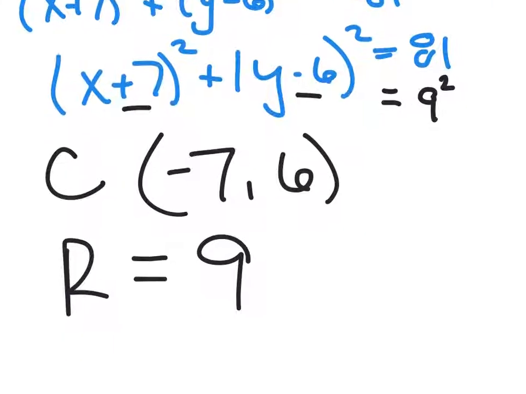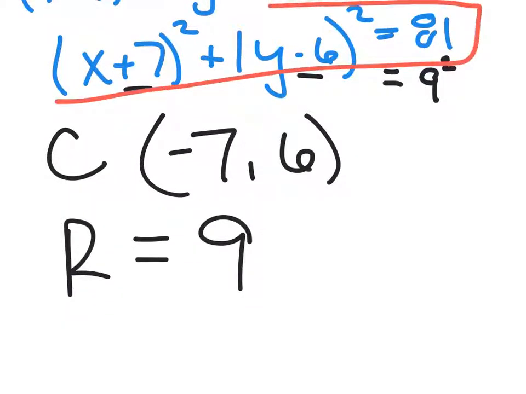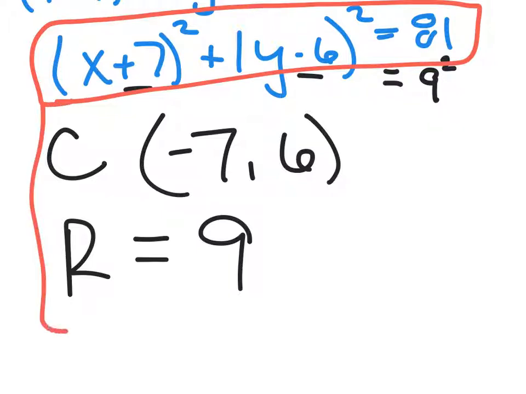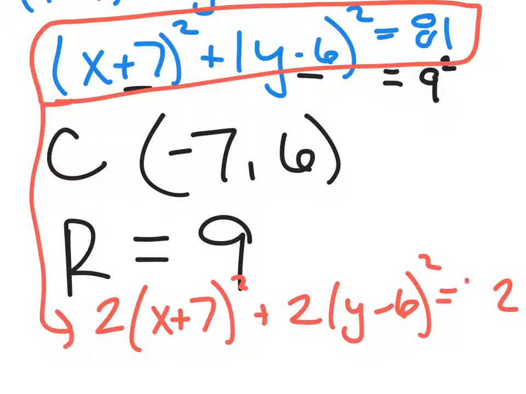Now, here's what the Regents did to us a little while ago. They took this whole thing, and it wasn't a choice on the multiple choice, but all they did was they multiplied every coefficient by something. So they went through, let's say they multiply by 2. Then it's really 2 times x plus 7 squared plus 2 times y minus 6 squared equals 162. And this blew people's minds.